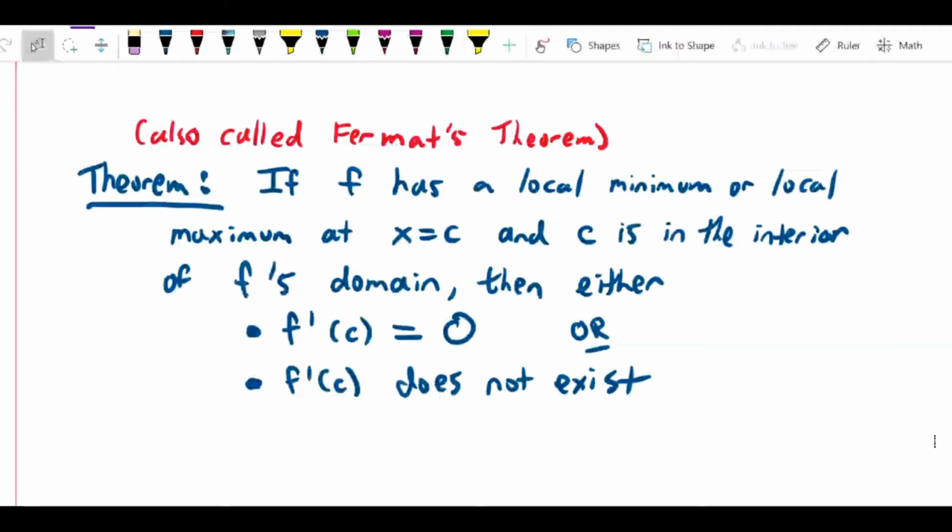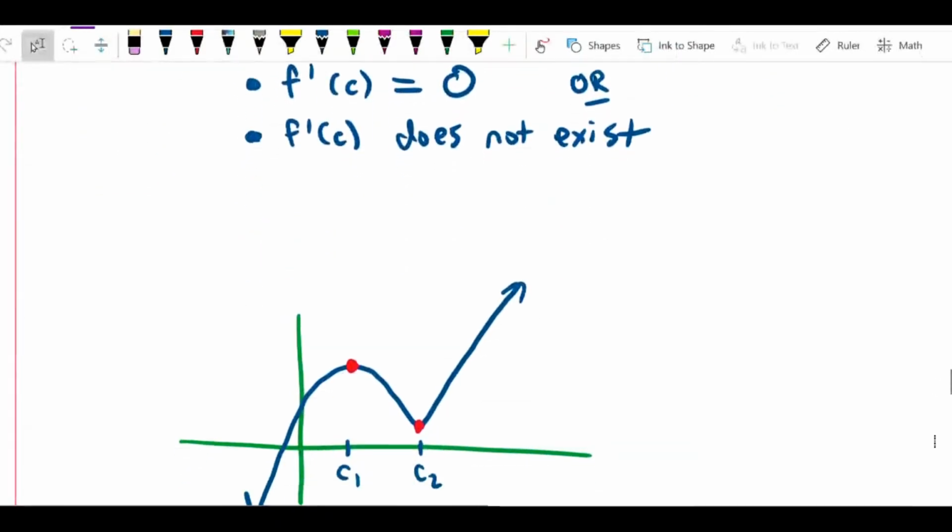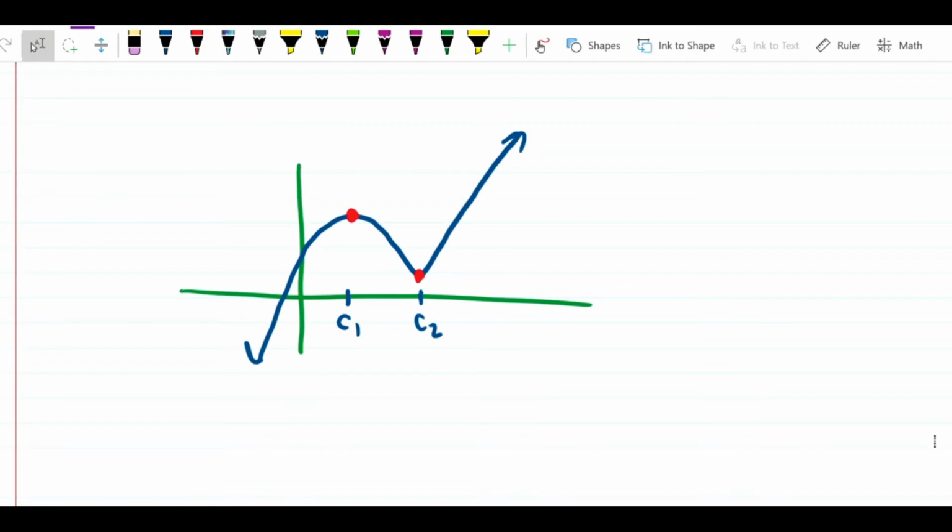So in other words, where a local extremum exists, what we know about the function is that either its derivative is 0 or the function is actually not differentiable at that point. As usual, the words are scarier than the actual concept, so the picture I think is very illuminating. Let's take a look at this picture.